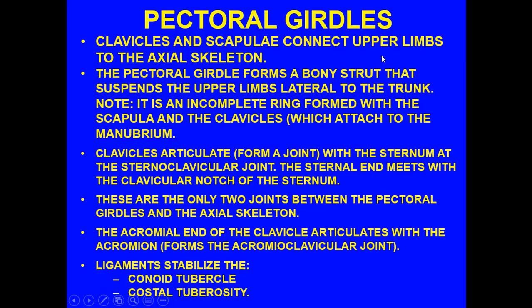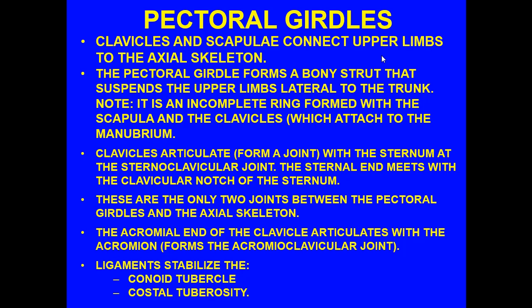Now, the clavicles and the scapula connect the upper limbs to the axial skeleton. There is something to keep in mind: except for the clavicle, which attaches to the sternum, there is no clear bone-to-bone connection. Okay? Now, that sounds kind of like, well, what do you mean by that? We'll see in a minute. You want to keep this in mind, though.